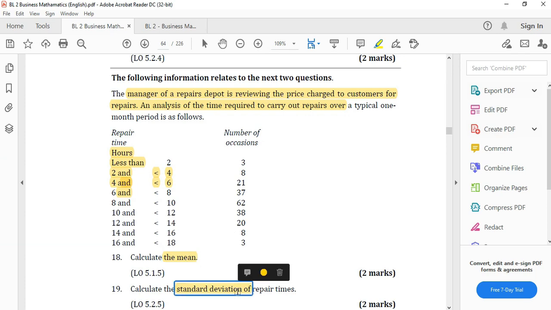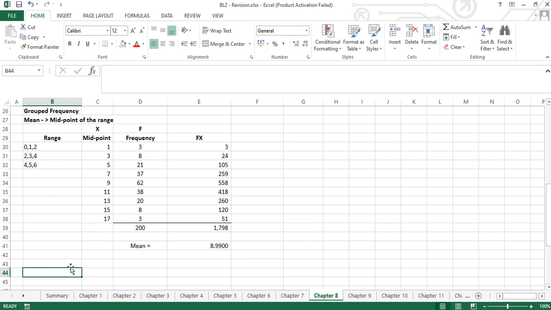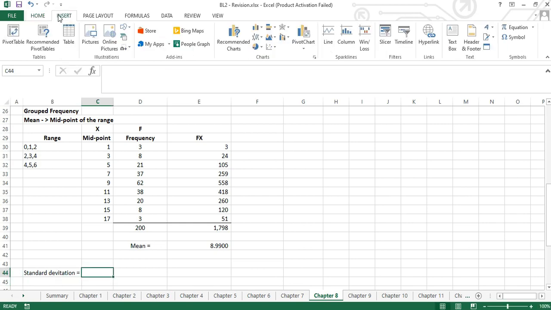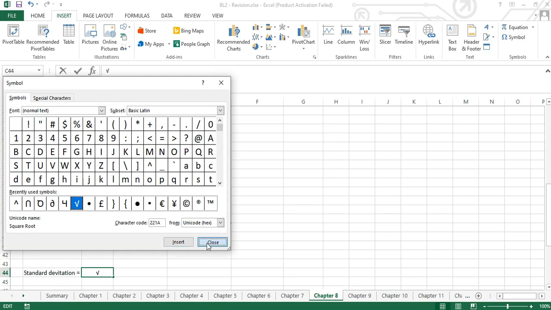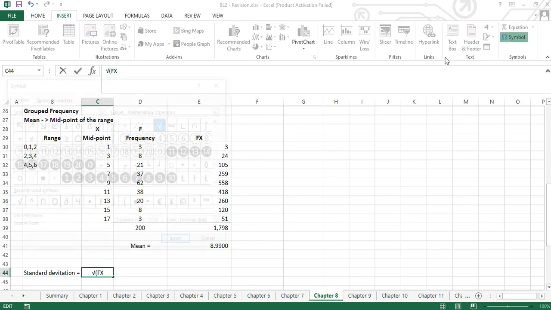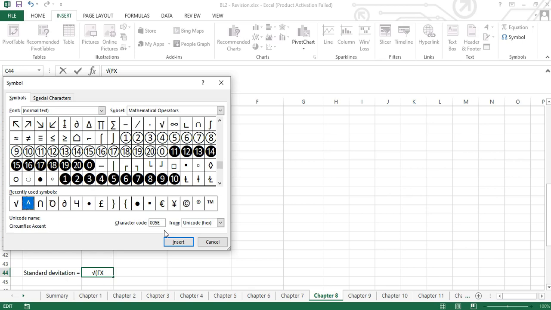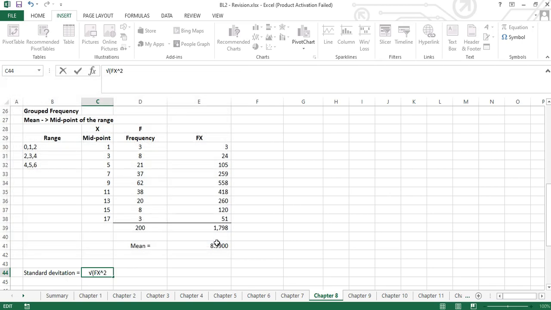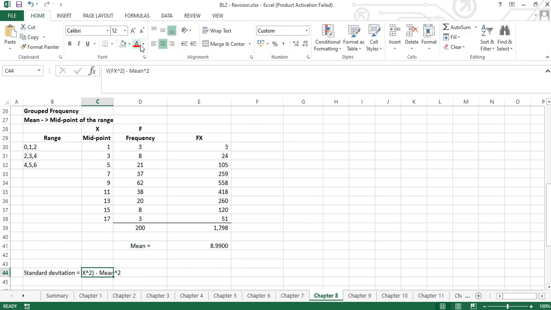Then what's the standard deviation? For that, use the standard deviation formula. It is the root of sigma f x to the power 2. Be careful, it's not the whole thing, only x is squared. Minus mean to the power 2. If you refer to the book, you can clearly get the formula. So I'm writing it here: the root of the entire difference.